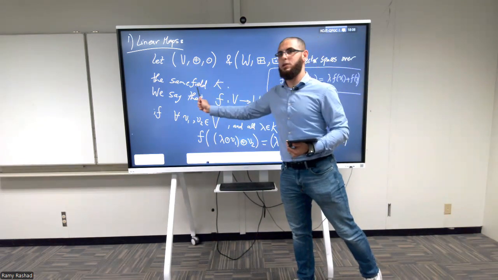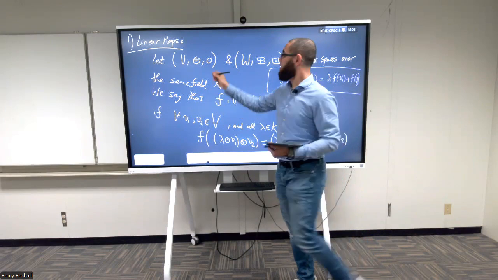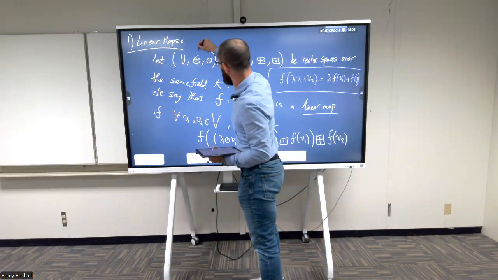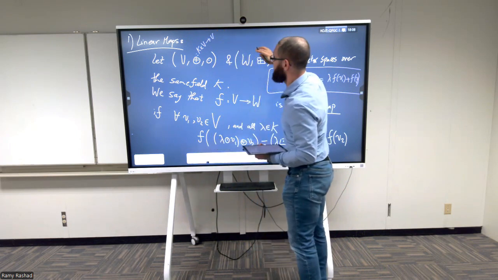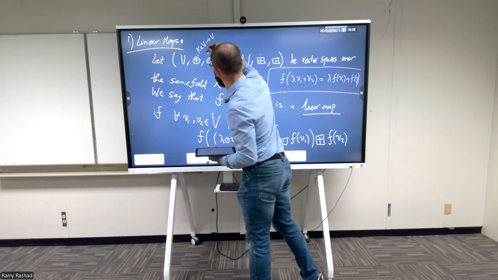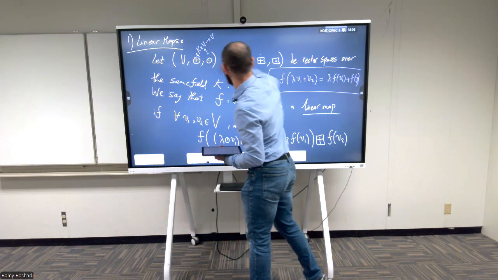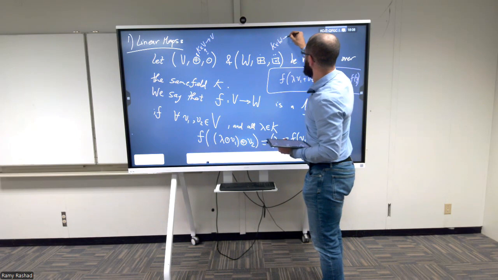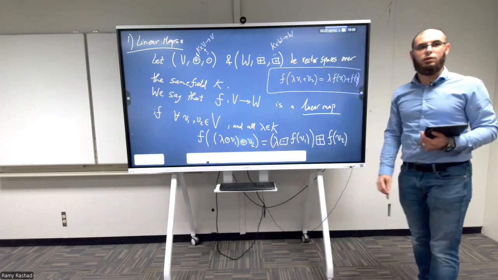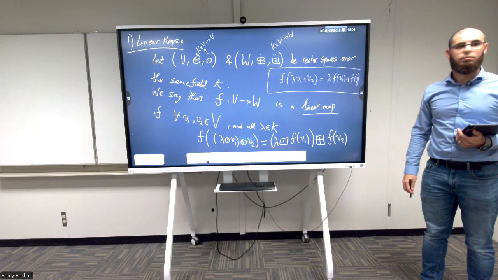So this is a vector space over K, and this is a vector space over K, which means that this is a map from K times V to V, while, did I write? No, this is this one, okay? This is not correct. So this is the one here, and this is a map from K times W to W. Okay? Clear?